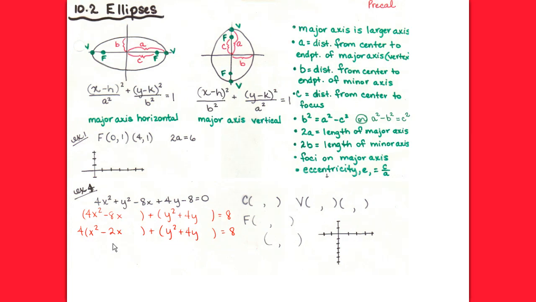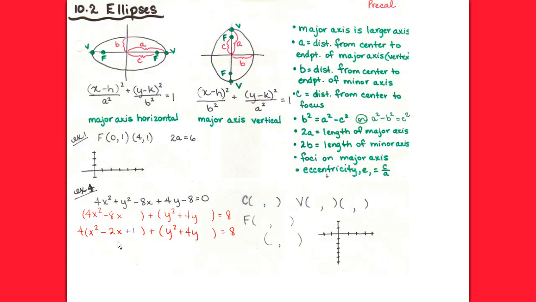So let's start with this first one. To complete the square, we take the coefficient of the middle term, negative 2. We cut that in half, negative 1. We square it, positive 1. And we add that to both sides. Say that one more time. Take the coefficient of the middle term, negative 2. Cut that in half, negative 1. Square it, positive 1, and add that to both sides.